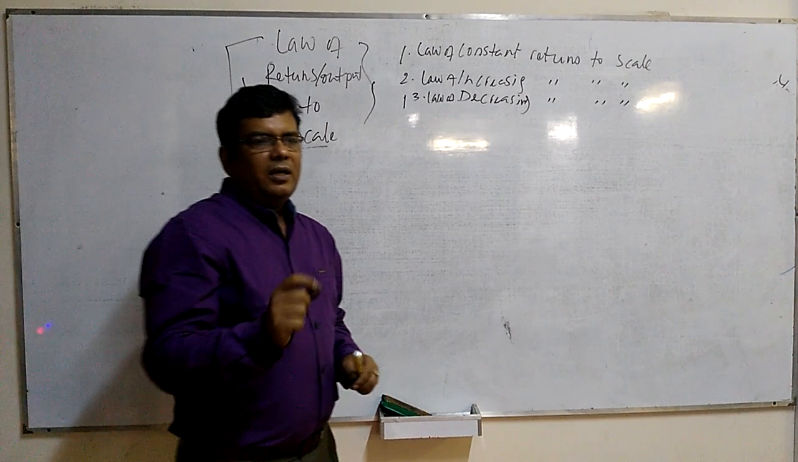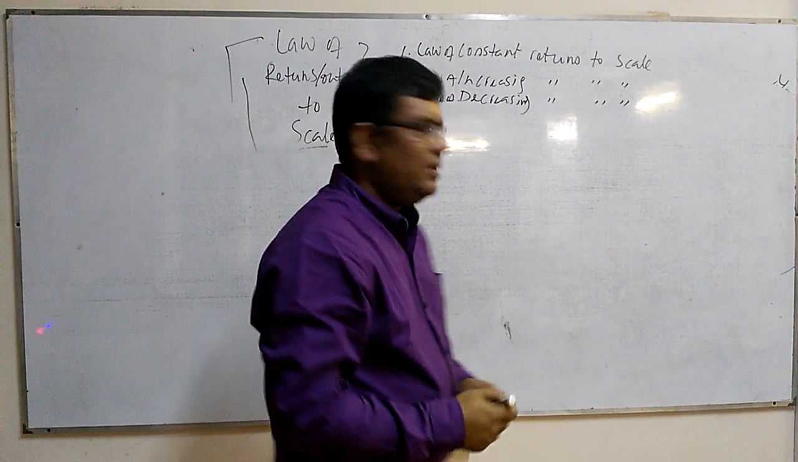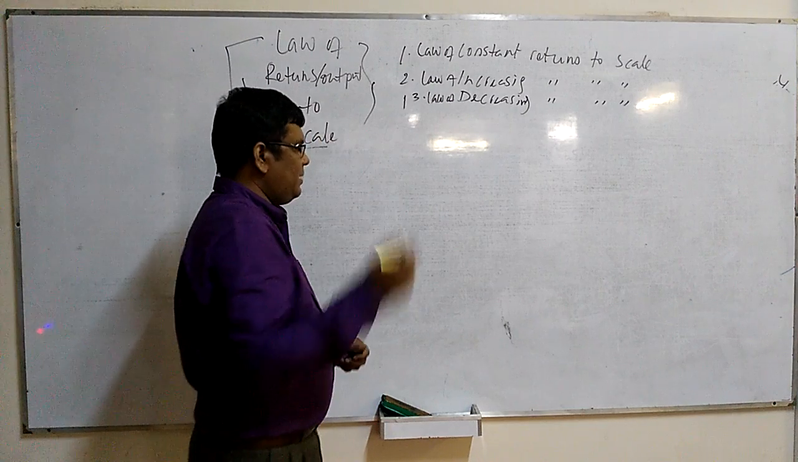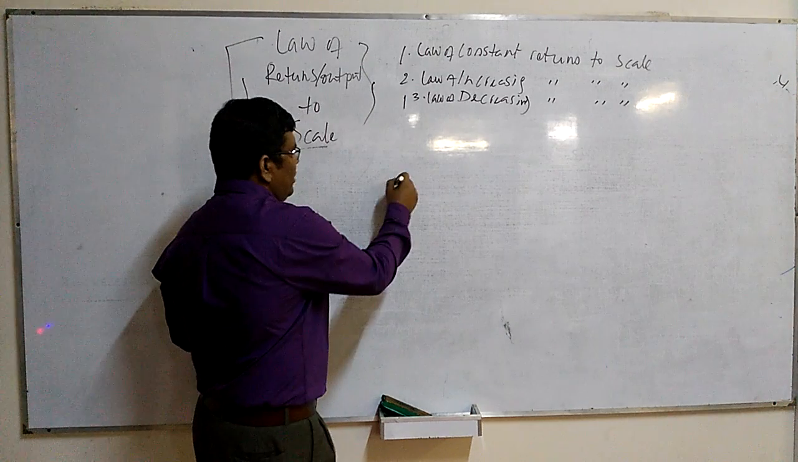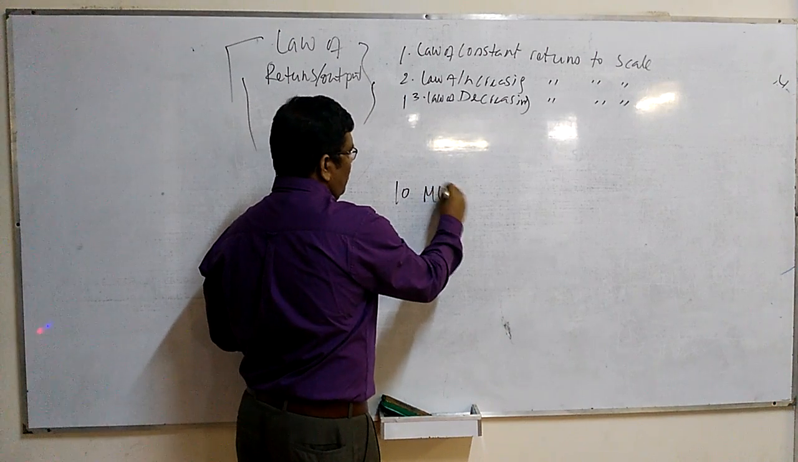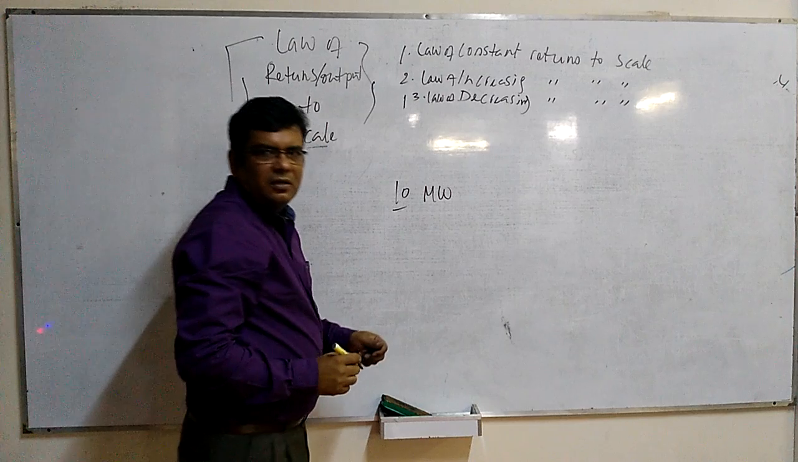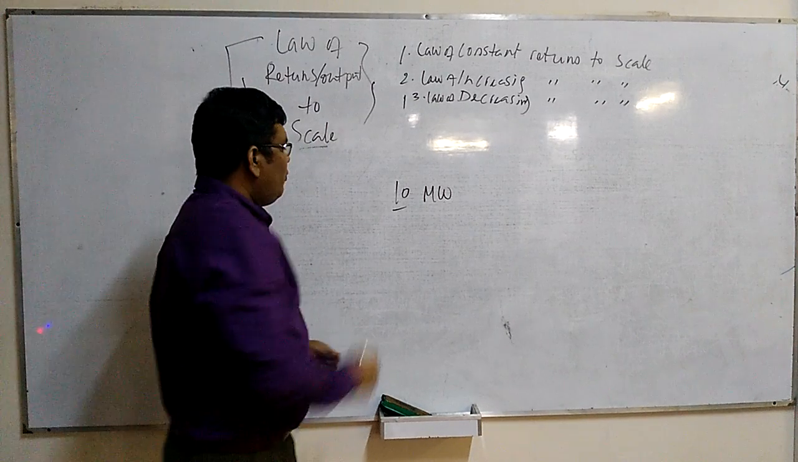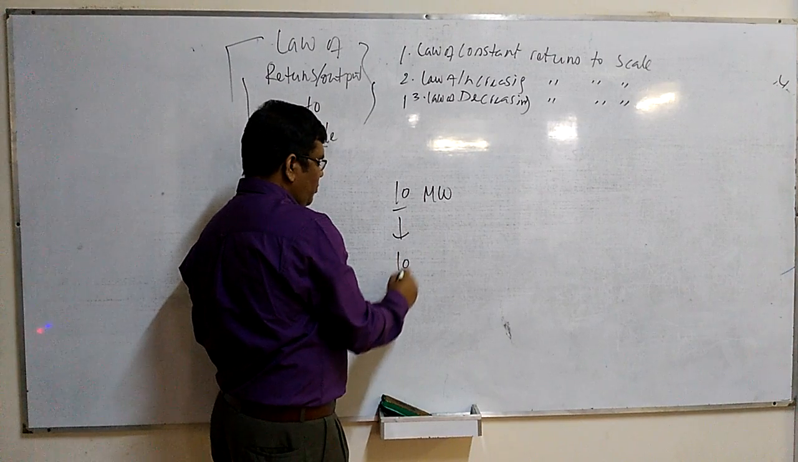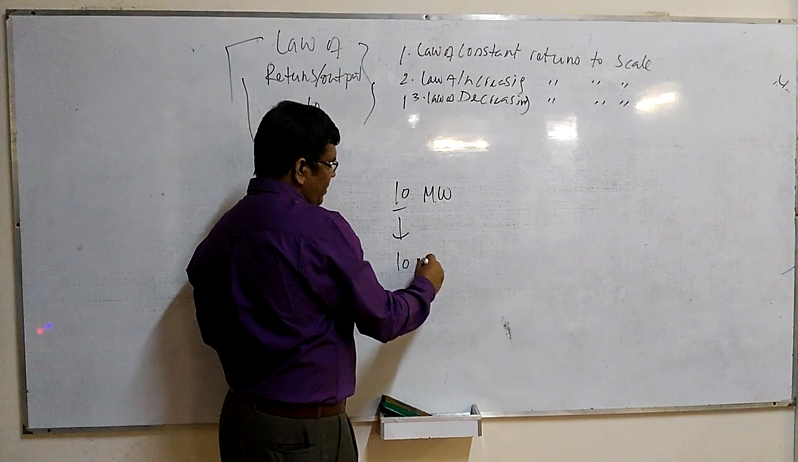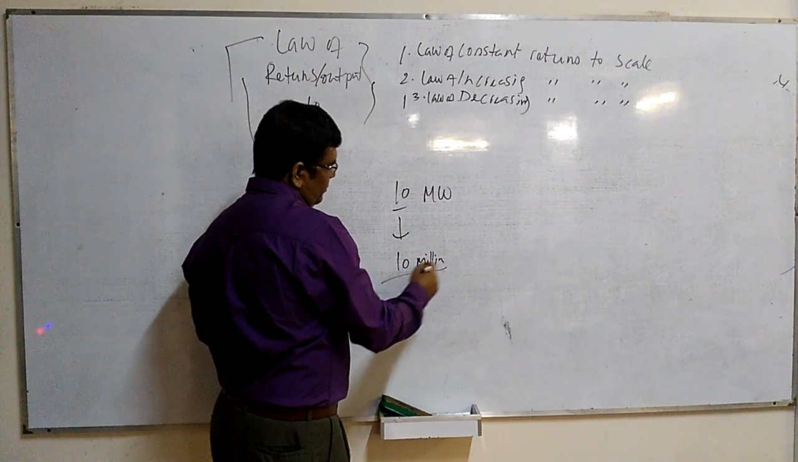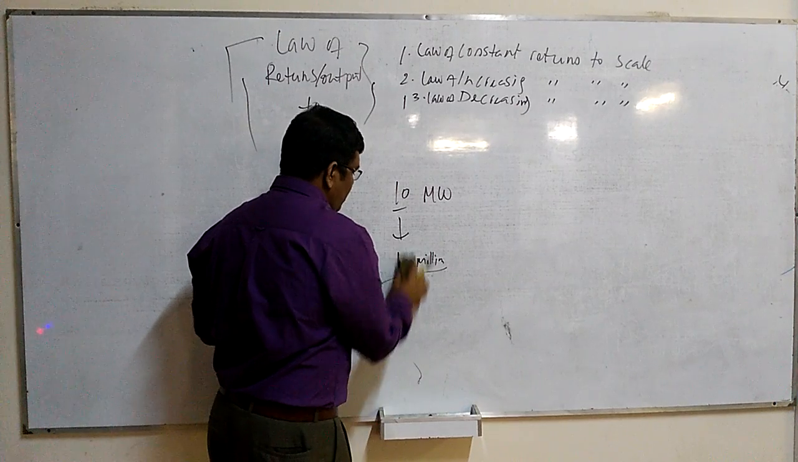Now, let us think of a case. Like you have an electricity plant, a rental power plant, for example. You are now producing 10 megawatt electricity. For 10 megawatt, your cost is 10 million, for example. I don't know. No, 10 million, sir. 1 million?